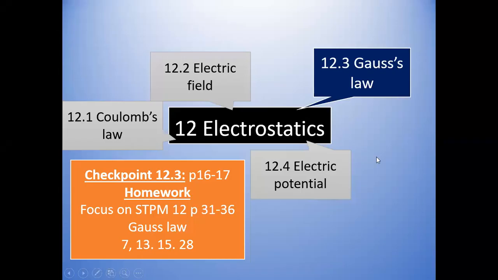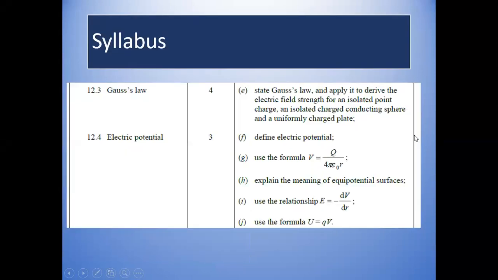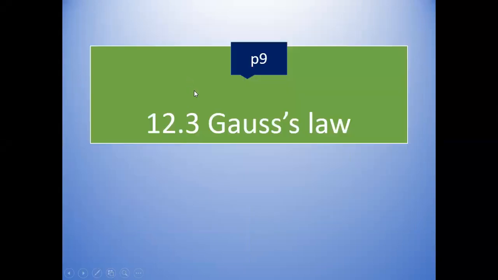Okay, 12.3. We've got four topics, one more topic. 12.3, Gauss's law. Very simple. State the law. Apply it to derive the electric field for isolated point charges, an isolated charged conducting sphere, and a uniformly charged plate. Okay, let's do that. Page 9 in your book, you can just refer to your book there.